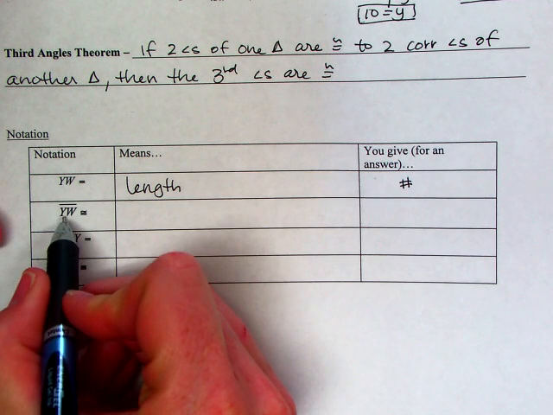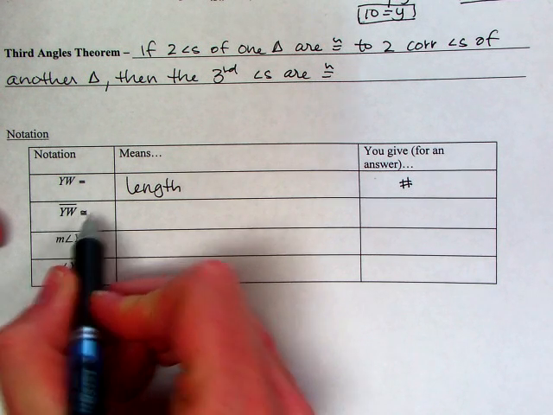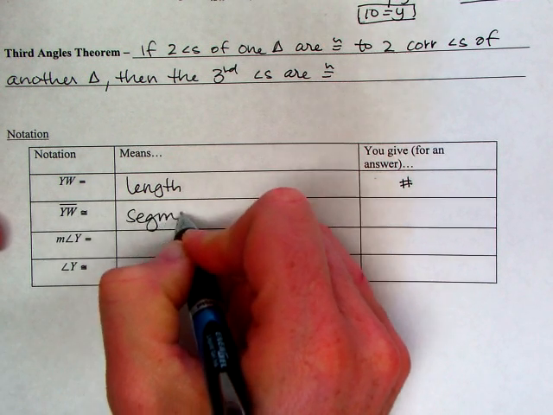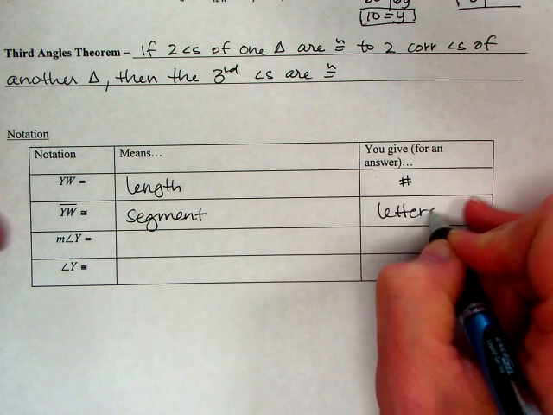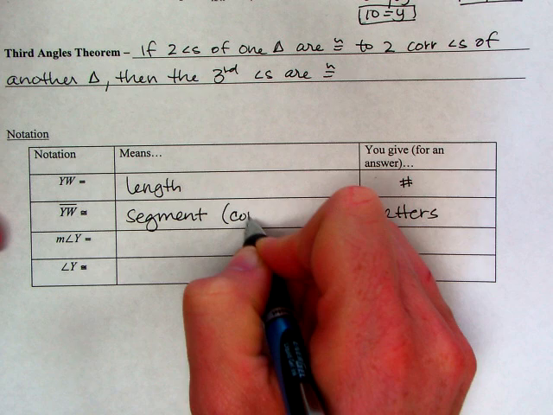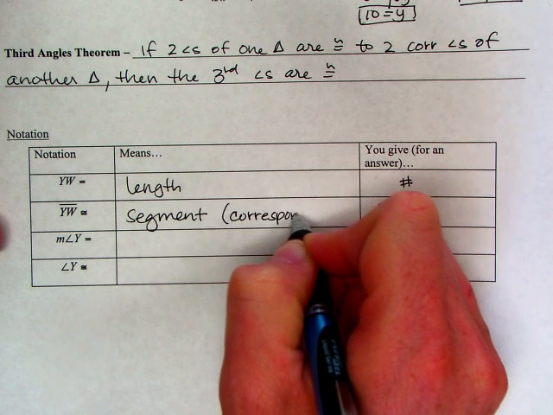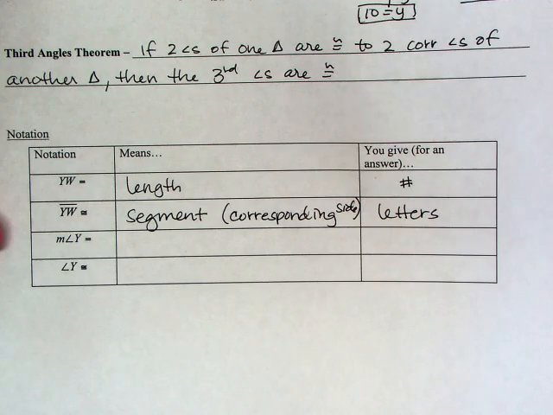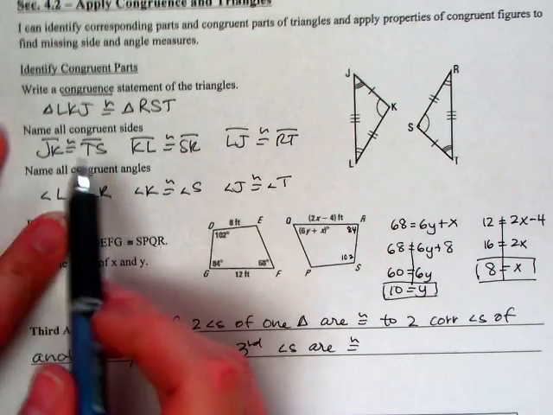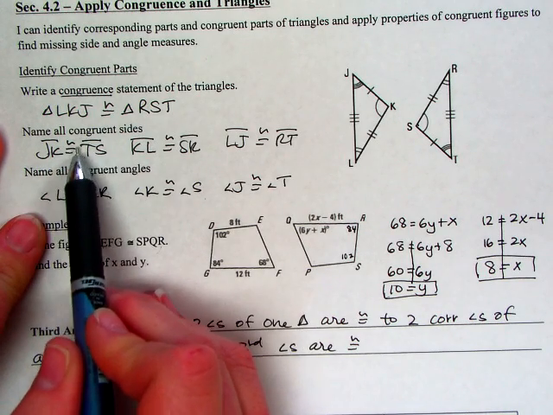This guy, when it's got a segment above there and the congruent sign, it means we're talking about the segment, and it means that you're going to give me letters for an answer. You're going to tell me who it's congruent to. So here you're looking for the corresponding side. So who goes with it? So I'm going to sneak that in there. Who goes with YW? Kind of like up here. JK is congruent to TS. You're going to tell me who goes with who.